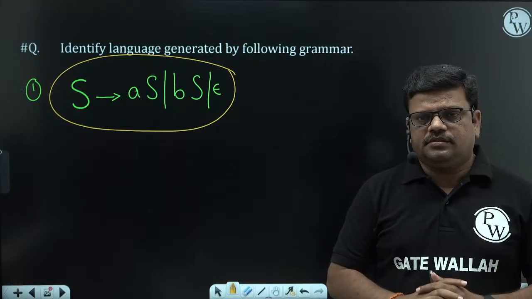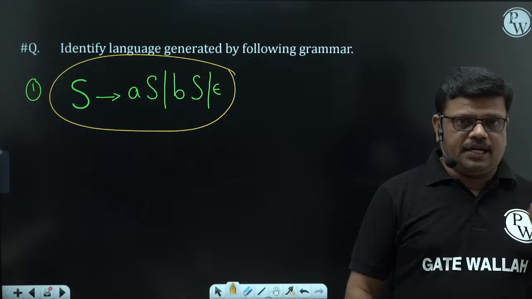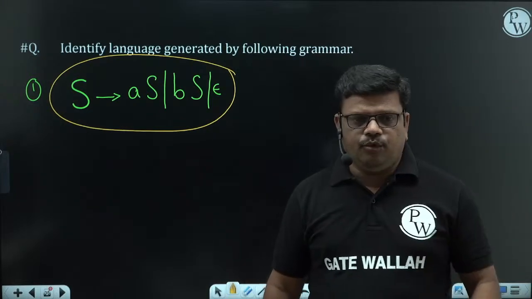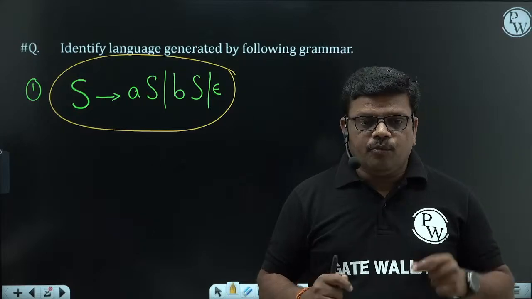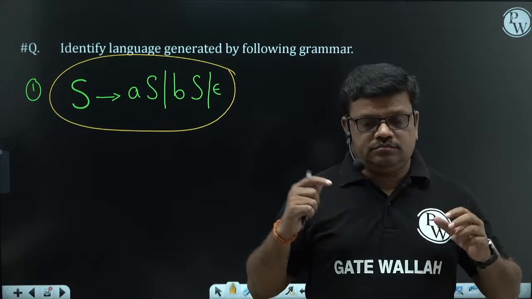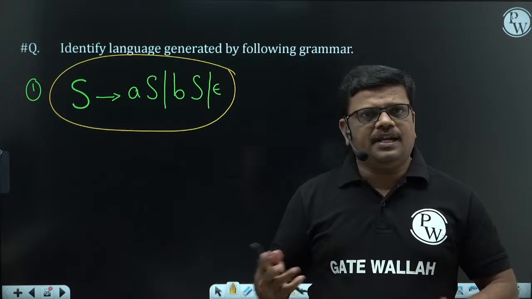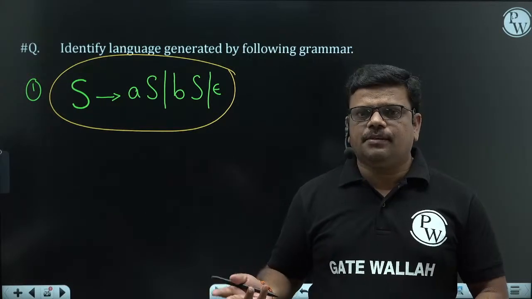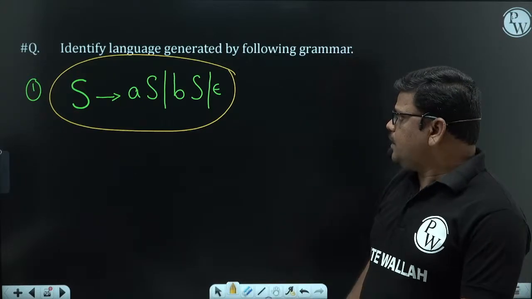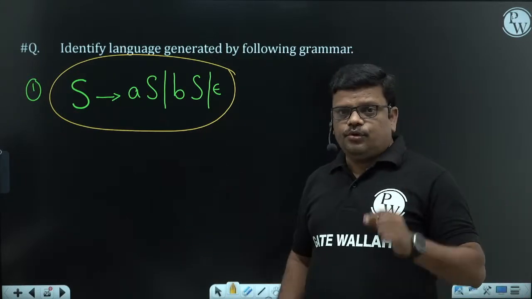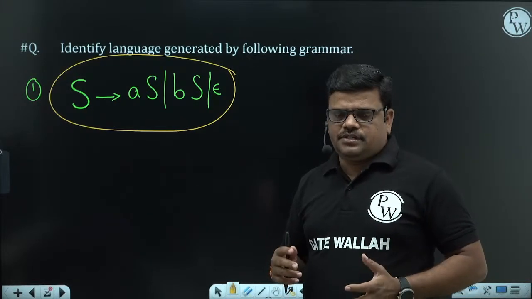If you are a GATE aspirant, the moment you look at a grammar, you have to think in your mind what the language of that grammar is. A grammar is nothing but a language. What is the language of this grammar? We have to get that in mind immediately. This grammar definitely produces some language, and we need to analyze what that language is.